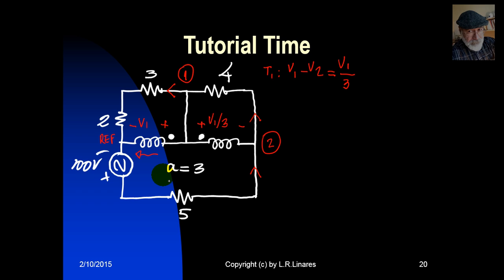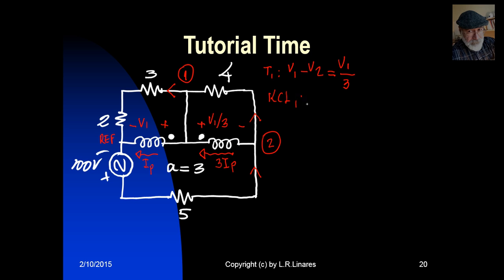What is the value? I have no idea. Let me give it a new symbol. I'm going to call that I primary, IP. But if that is the current in the primary, the current in the secondary is leaving the dot, so it has to be flowing like this, leaving the dot, and the value has to be 3 times IP, so 3 times the primary current. Now we're ready to write the KCL equations.